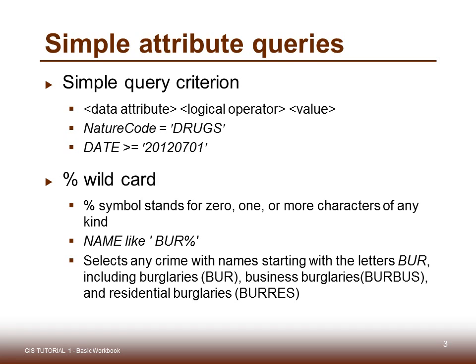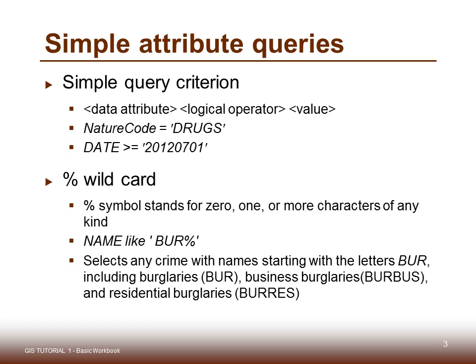Each query will consist of a data attribute. So for example, what's the variable you want to look at? This is otherwise known as a field in the attribute table in ArcMap. A logical operator such as equal or plus or and or like. And then a value. The value would be one of the subcategories. So this would be one of the categories where you're saying, okay, we want to find out the data attribute, which would be in this case the nature code equals, in this case, drugs. So where would you find that?